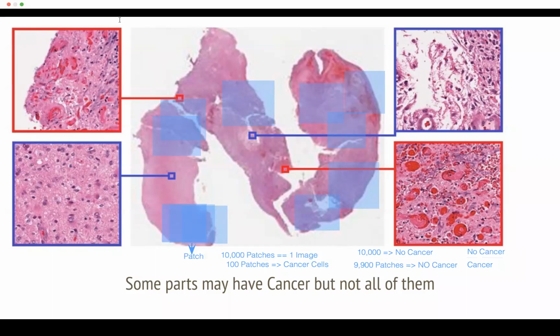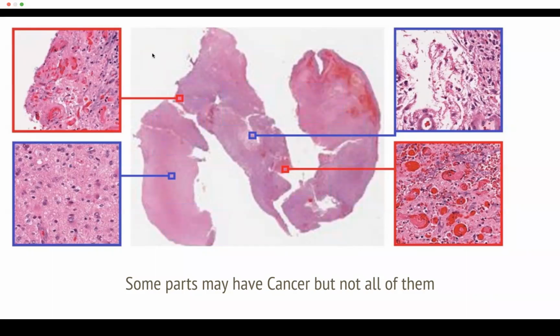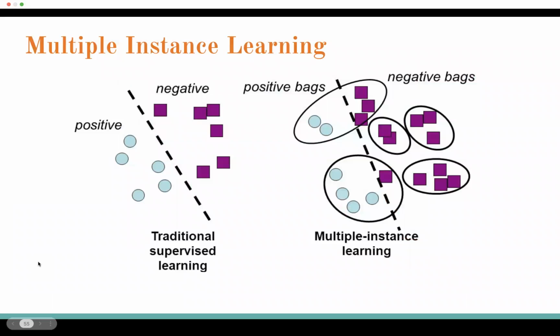So I hope I have done enough justification to tell you that any standard technique on whole slide images is not going to work. So what do we do? This is where this new idea called multiple instance learning comes about.